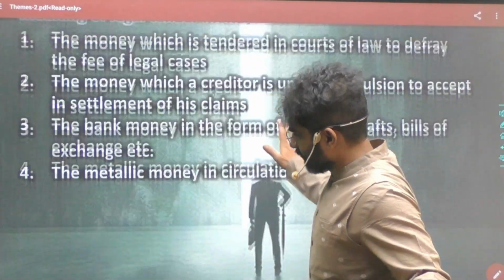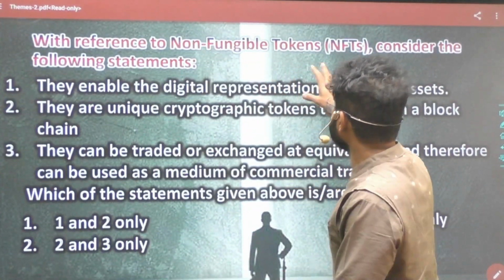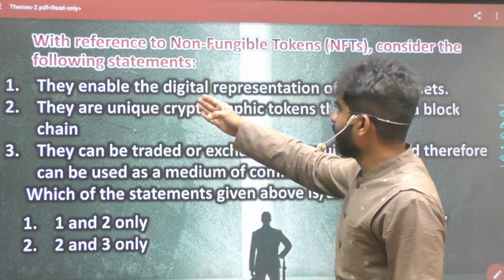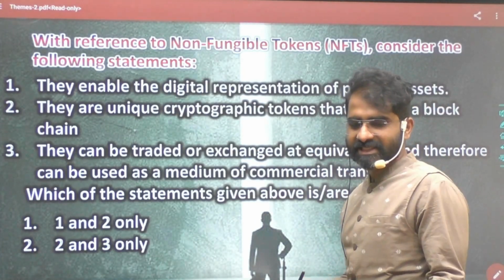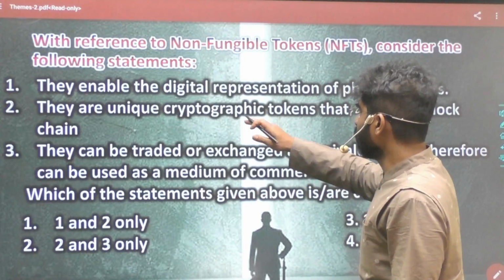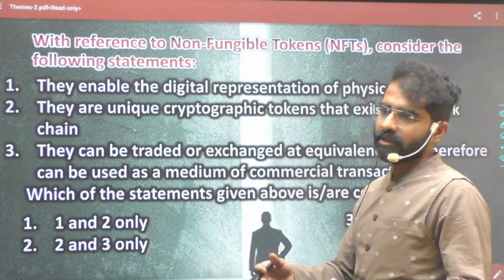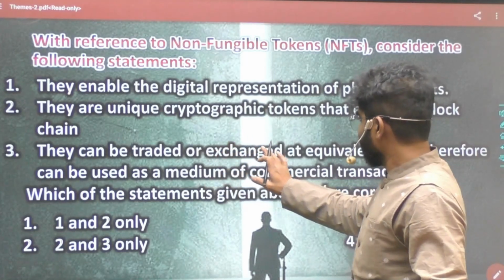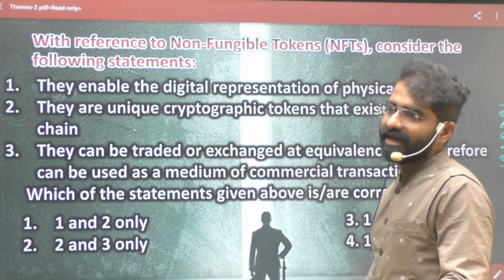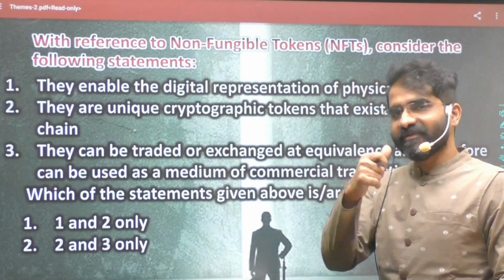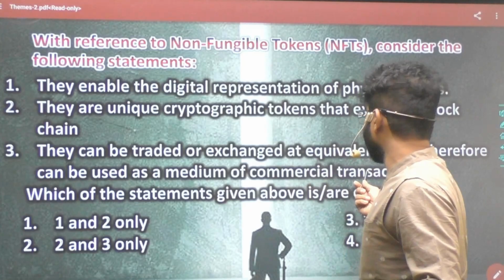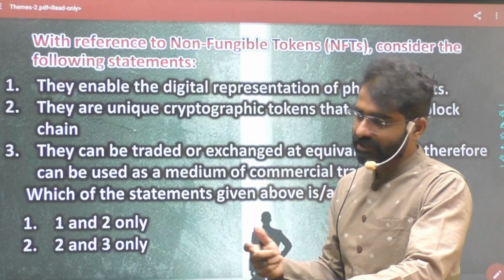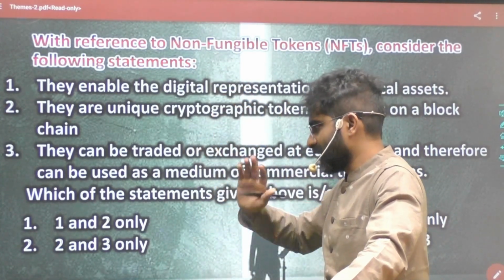Another question has come up with respect to non-fungible tokens. Consider the following statements. NFT was in the news continuously. They enable the digital representation of physical assets. Yes, physical assets can be converted into non-fungible tokens. They are unique cryptographic tokens that exist on a blockchain. The same blockchain technology, different blocks, data is maintained. They can be traded or exchanged at equivalency. This is wrong. They cannot be traded or exchanged at equivalency because each entity has a different value, and therefore cannot be used as a medium of commercial transaction. You can convert something into it, and if somebody likes it, they will buy. That's all. So the first and second statements are okay, but the third statement has a problem.